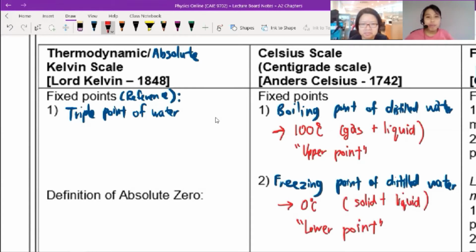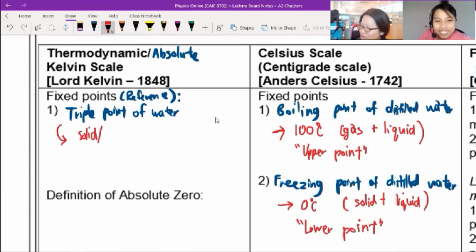Triple point means you have gas, liquid, and what's the other one? Solid at the same time. So the thing is boiling and melting and freezing all at the same time. That's kind of weird. Three states existing in equilibrium.